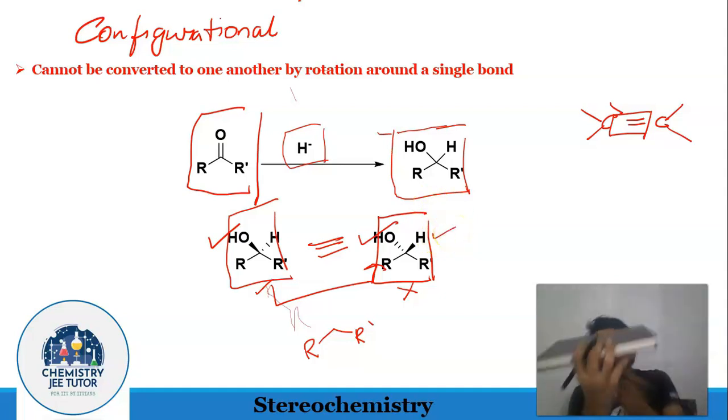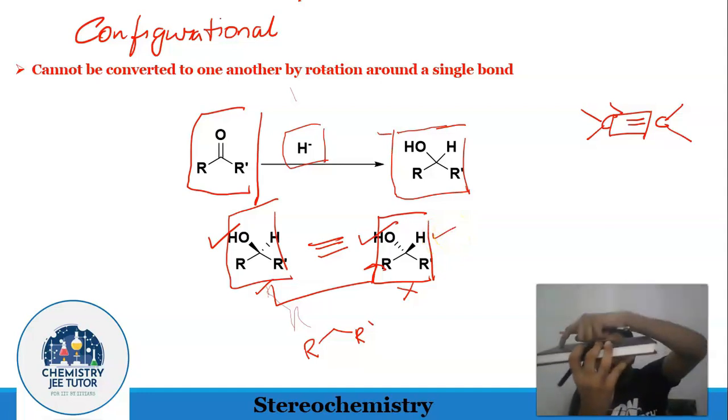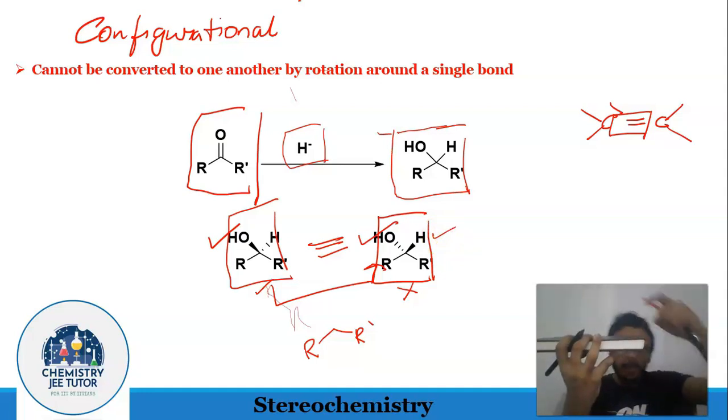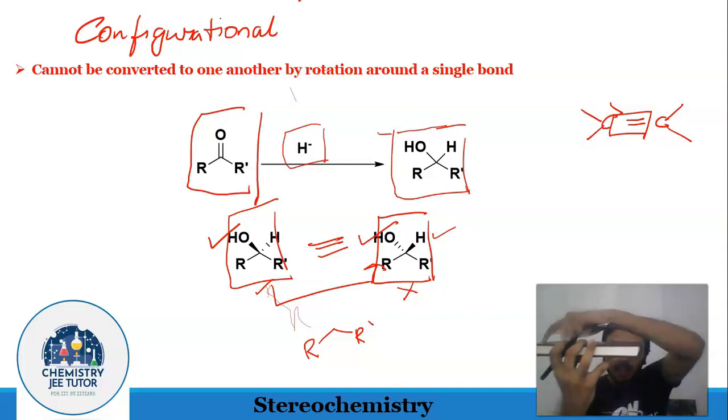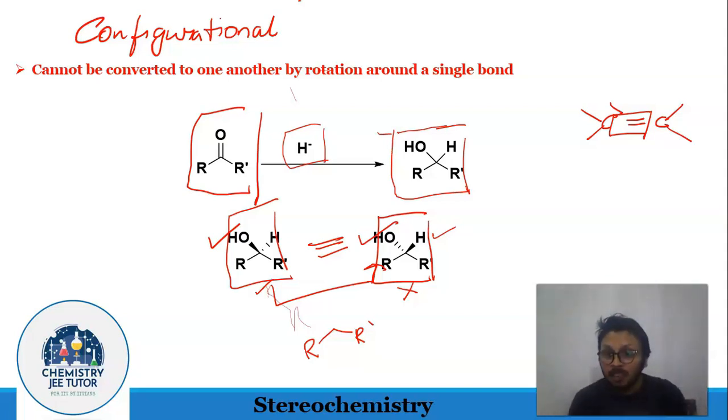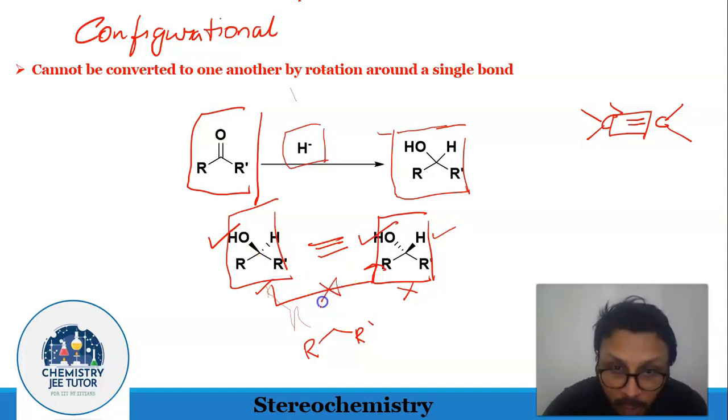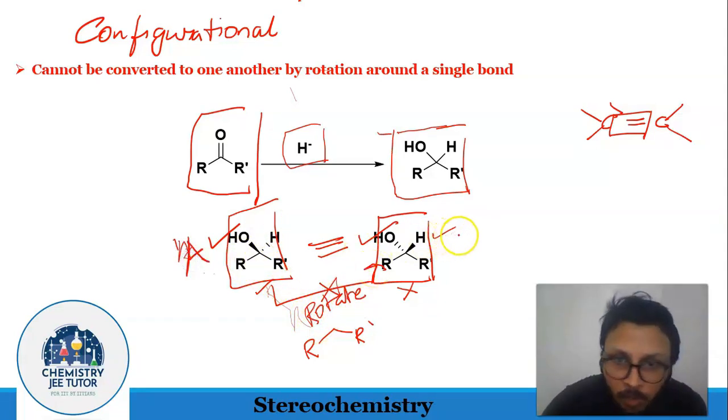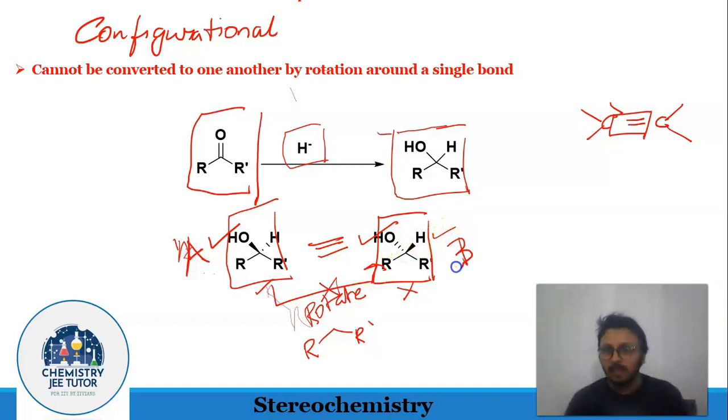But as we rotate it, the R which was here goes here, and the R prime which was here goes there. So the R and the R prime also change their positions along with the OH and the H. So upon rotating, you can never get this molecule. As I've explained before also, upon rotating, you can never convert this molecule A to this molecule B. So these are configurational isomers, which can't be interconverted by simple rotation around a single bond.